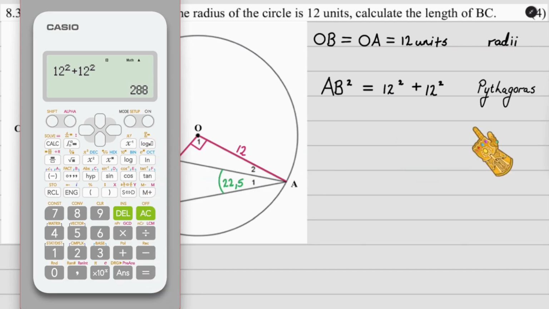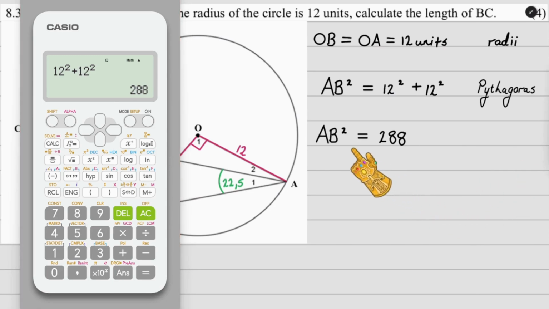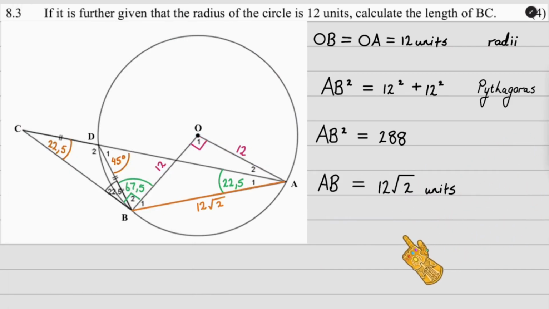Okay, so AB squared is 288, and then I'm just going to square root both sides to get AB on its own. So if I just square root 288, it's going to give me the length of AB to be 12 root 2, and I'm going to leave it in that format. Okay, we are getting somewhere.